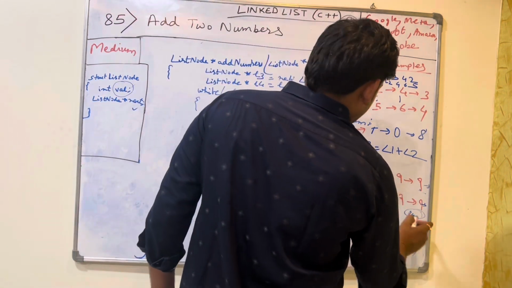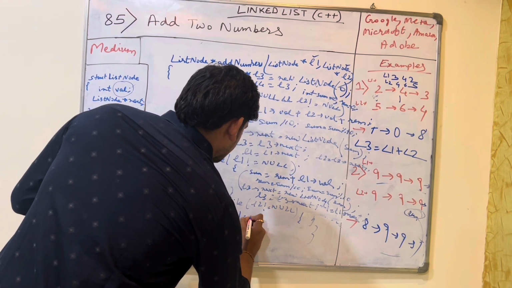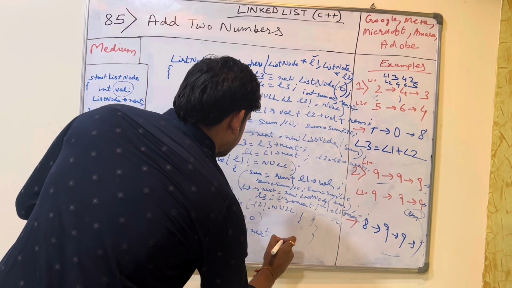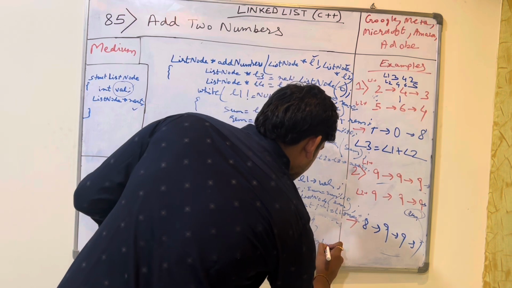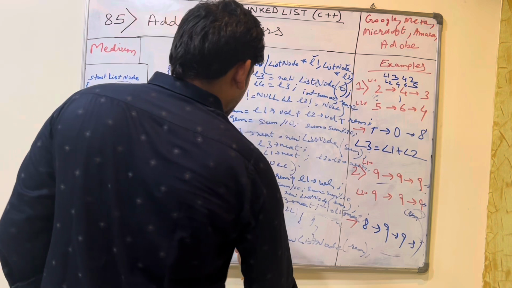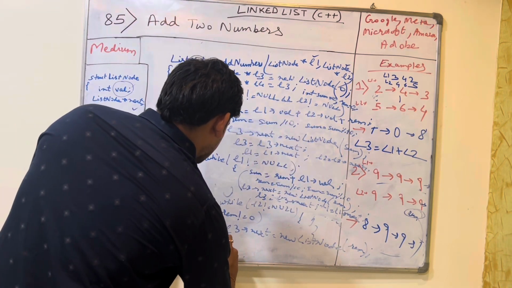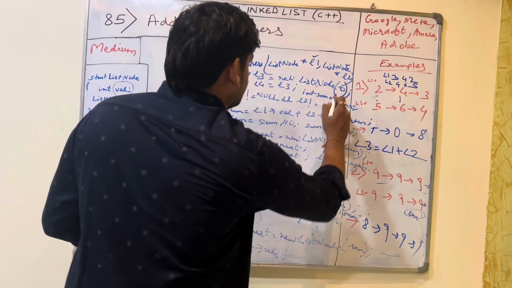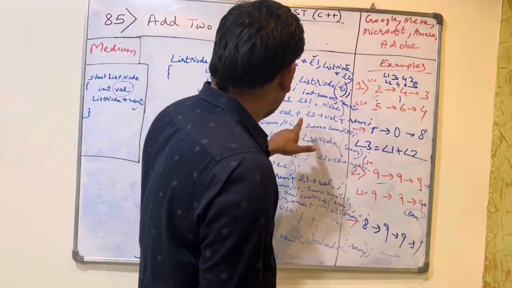So we need to add the remainder also. So if remainder is not equal to 0, then L3 next would be new list node remainder, okay? And this will be done, and now we have this L3 everything, and then we will return L4 next at the end, okay? Because we have stored 0, the list started with 0, but we need to move ahead and we will start with this value, right?